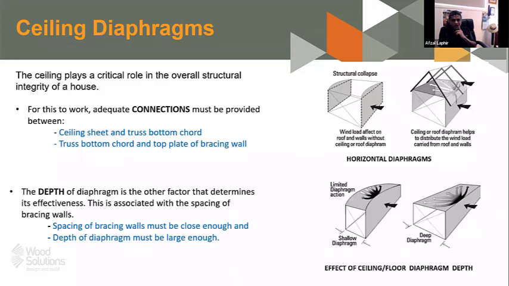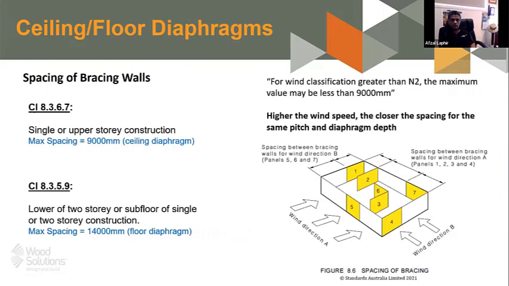And the other factor that determines the effectiveness of the diaphragm is the depth. Now, for its ability to span, just like a beam, the larger the depth, the bigger the span. Now, in that context, we look at the spacing of bracing walls. The code clauses 8367 and 8359 talk about the spacing requirements or limitations of bracing walls.